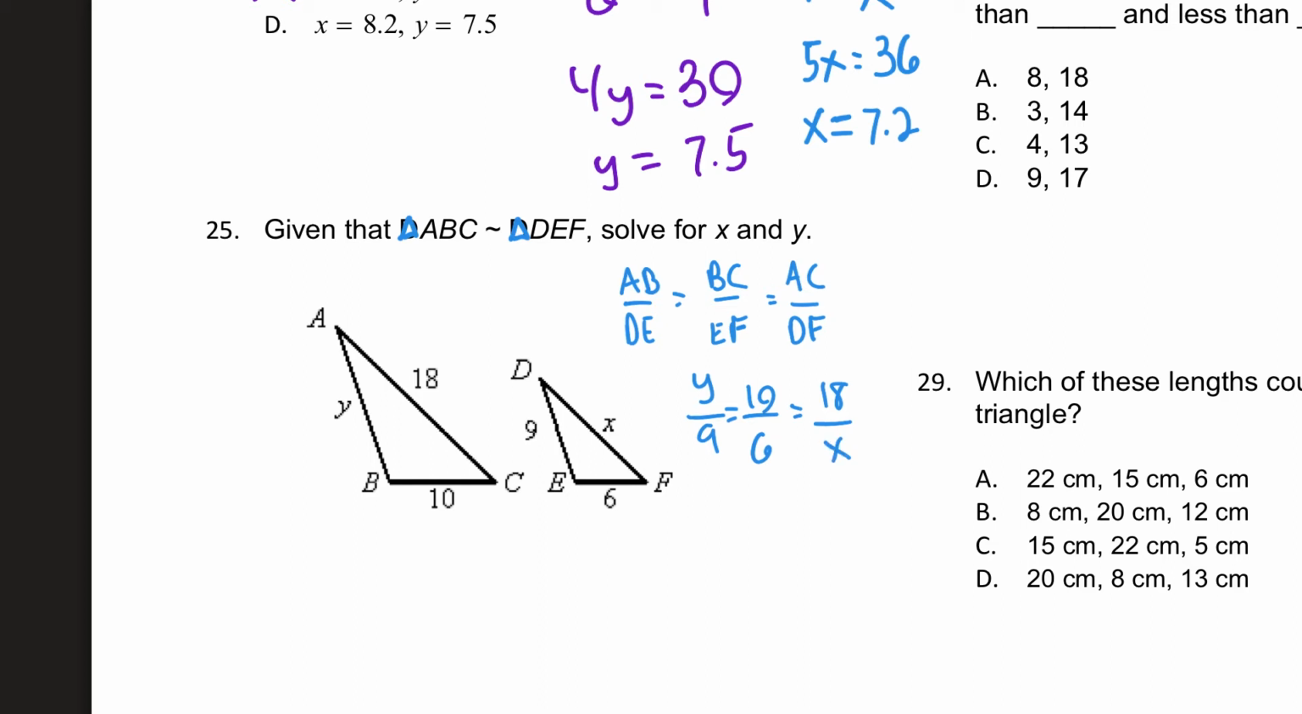So once again, I have to do this one side at a time. Y over 9 equals 10 over 6. And I could reduce 10 over 6. I don't have to. I'm just going to multiply 10 by 9, 10 times 9, and then divide that by 6. So 10 times 9 is 90. 90 divided by 6 is 15. Y equals 15.